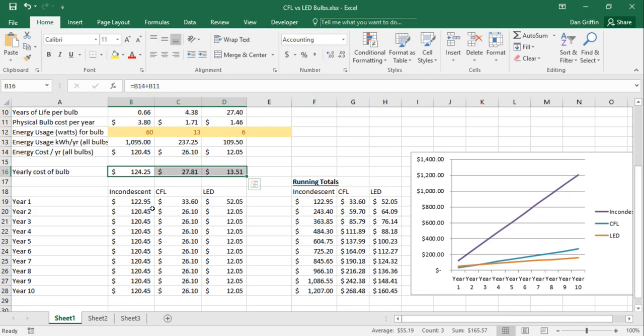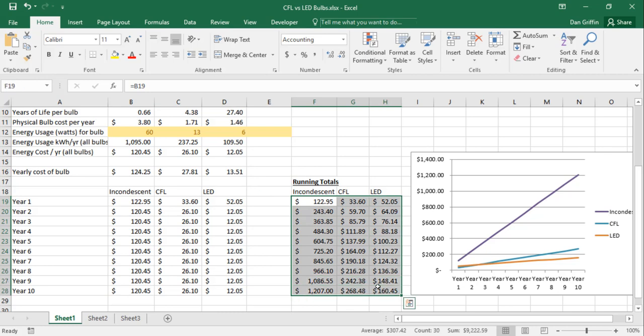Now, if we look at that on a year-by-year basis, it looks like this. And if we do a running total, it looks like this. So after, let's call it 5 years, this is just 10 bulbs. And believe me, I bet you have a lot more than 10 bulbs in your house. You would have spent $600 on incandescents, only $100 on LEDs. So $500 over 5 years is your savings.